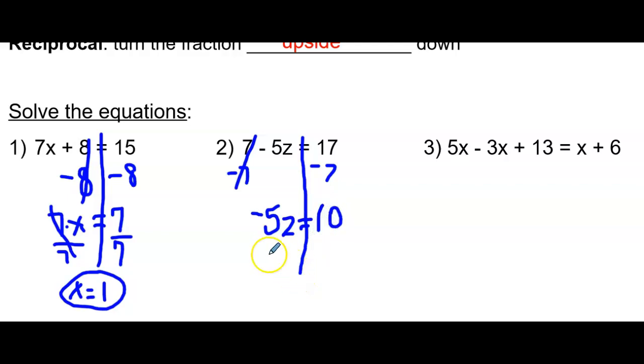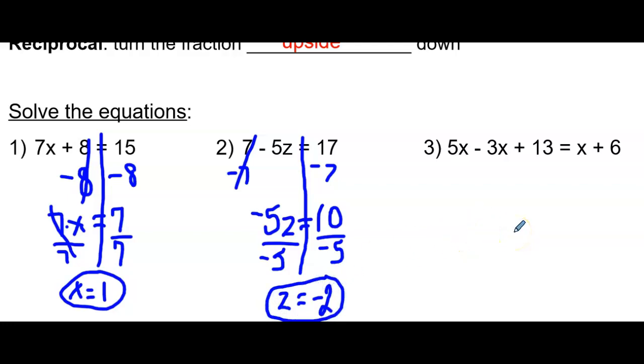Now, my final step is to get rid of that coefficient. So to eliminate the times negative 5, I'm going to divide both sides by negative 5. So 10 divided by negative 5, my solution would be z equals negative 2. And once again, we should try to organize our work. I'm going to circle my final answer.